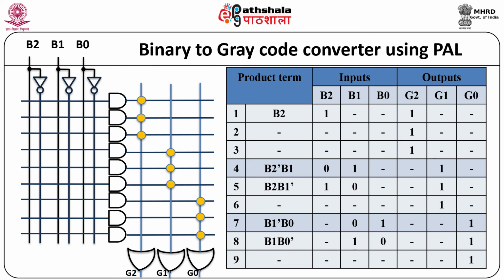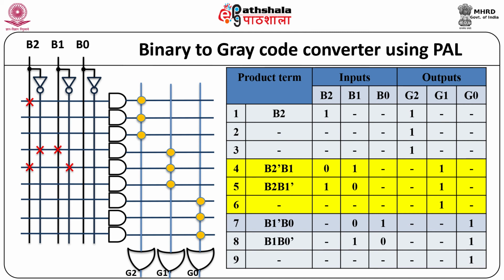In this PAL application, B2, B1, B0 is the 3-bit input binary number. The output of PAL has 3-bit gray code outputs G2, G1 and G0. Let us use the programming table to obtain G2. The first product term contains only B2, hence the crosslink is provided between first AND gate and B2. No other product terms are present, hence B2, B1 and B0 all are having dash to indicate all variables are absent.